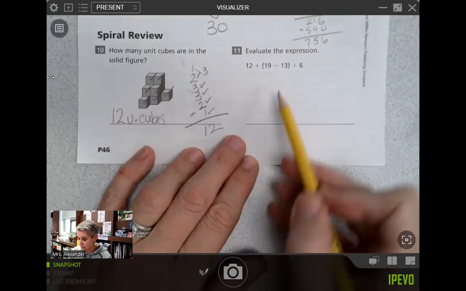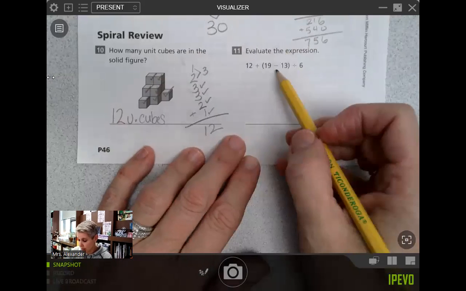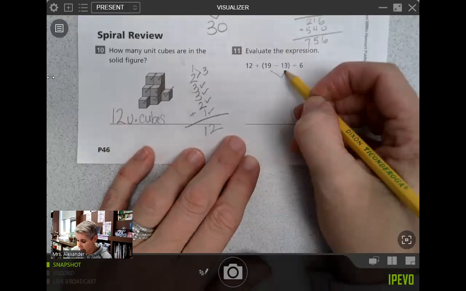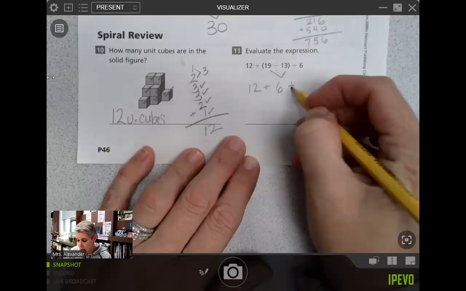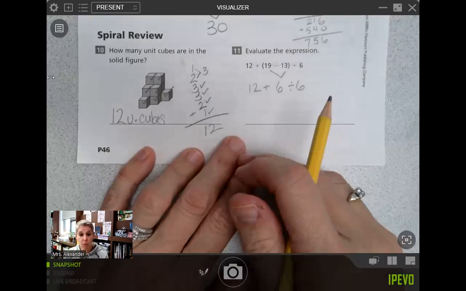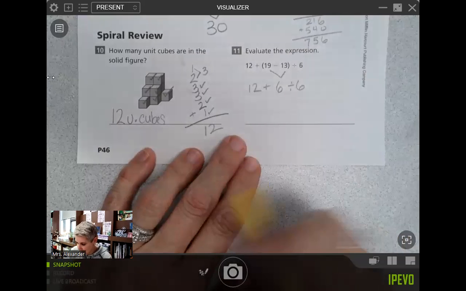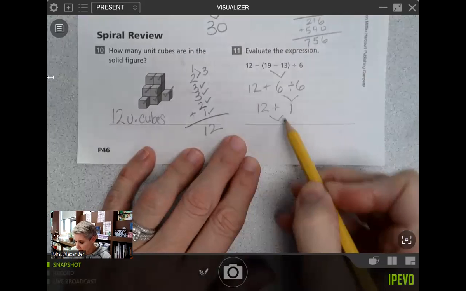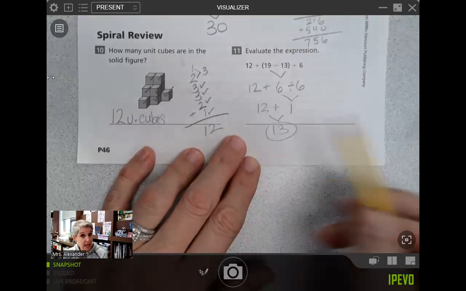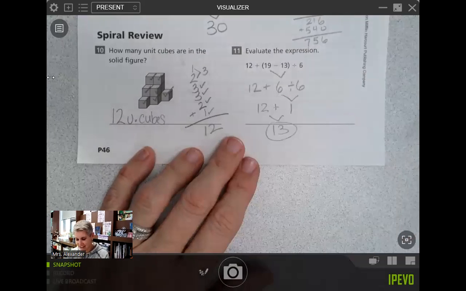Evaluate the expression. I see parentheses. I'll do that work first and subtract. Bring everything else down. No exponents. Multiply, divide. Yes, I see dividing. I'll do that. Add, subtract. Order of operations, say what? Our answer is 13.